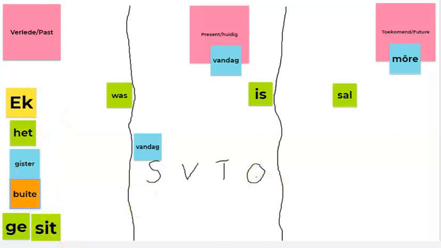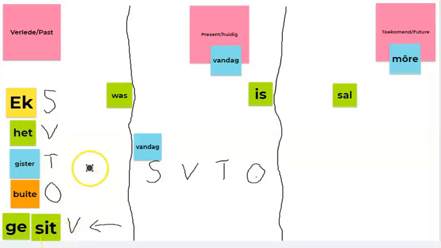So let's quickly analyze this sentence. All right, here we go. Ek, het is a verb. Gesit is also a verb. Gister is my time traveling word. And buite is my object. All right, so what changed? You can see here SVTO. It still stays SVTO. The only thing that happens here is that this gets added when you go to the past. Why? Because the crash test dummy had to attach itself to sit after het kicked it to the back of the sentence.